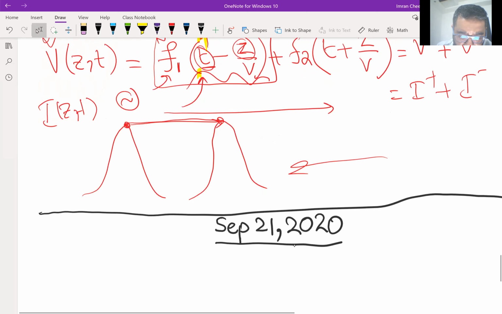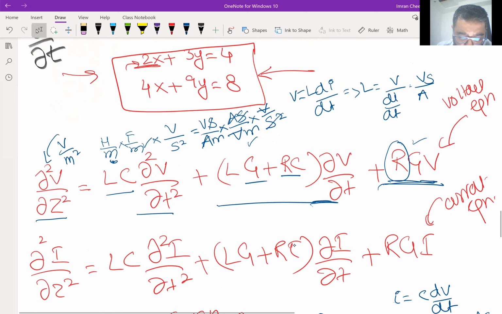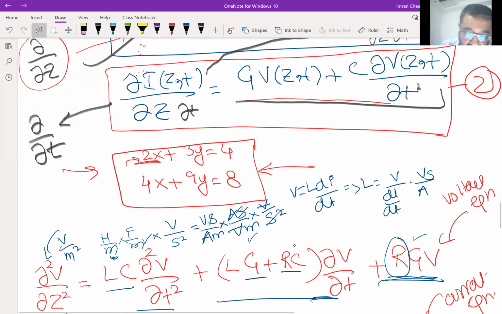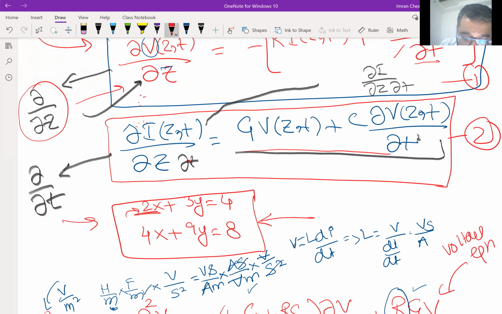Before I start for today, very quickly, if you look over this, last time there was a small typo. It should be a negative sign here, all right? I missed that, so please fix that. We have a negative sign here in the current equation too.